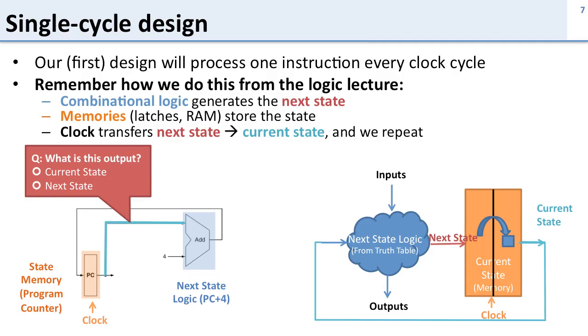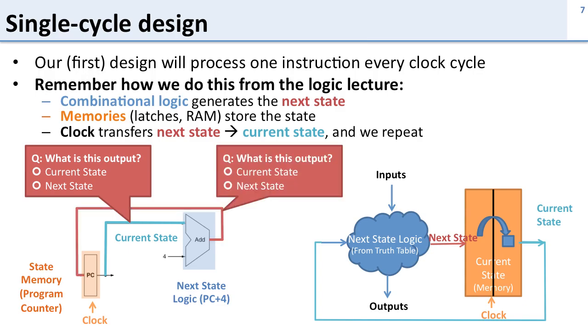So here's a question. What is this output right here? It's coming out of the program counter and it's going into the adder. Is this the current state or the next state? So this is the current state, because remember the program counter is our state memory that stores our current state. How about this output here? It's coming out of the next state logic and going into the state memory. Is this our current state or our next state? Well, based on the argument before, this should be the next state. So we've taken the current state, we've run it through our combinational logic to generate the next state.